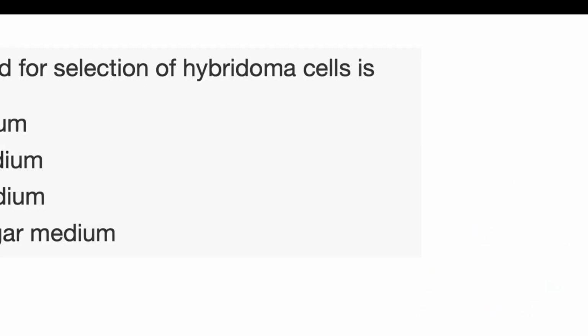Moving on to the next question, question number 5. Medium used for selection of hybridoma cells is. What is the medium used for selection of hybridoma cells? Option A, LB medium. Option B, HAT medium. Option C, SDA medium. Option D, blood agar medium.